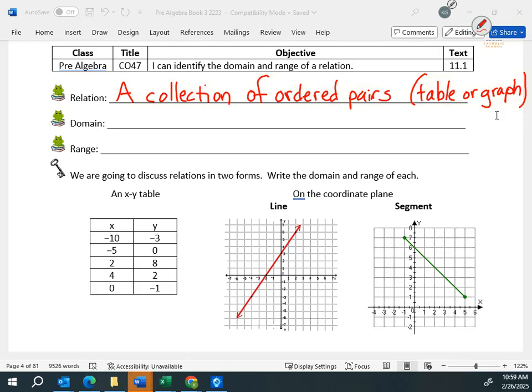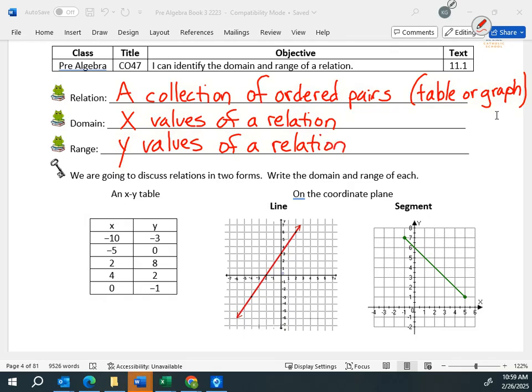The domain are the x values of a relation. Anyone want to make a wild guess on what the range would be? If the domain are the x values, what do you think, Claire? Y value. Yeah. The range is the y values of a relation. So we know with the ordered pairs, it's always x then the y. And so our x's are the domain, the y's are the range.